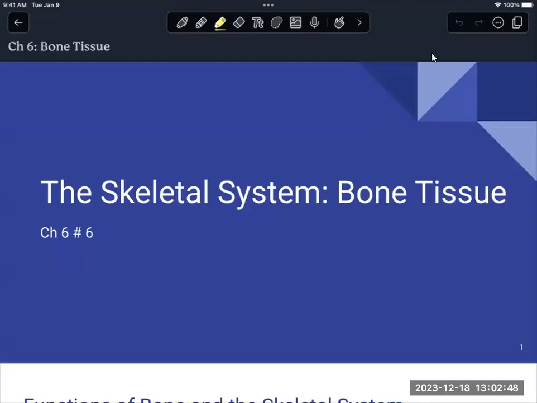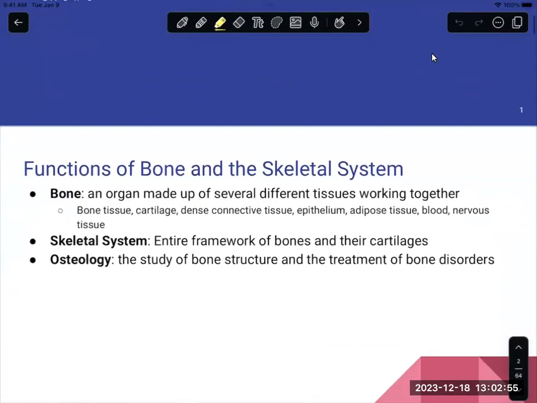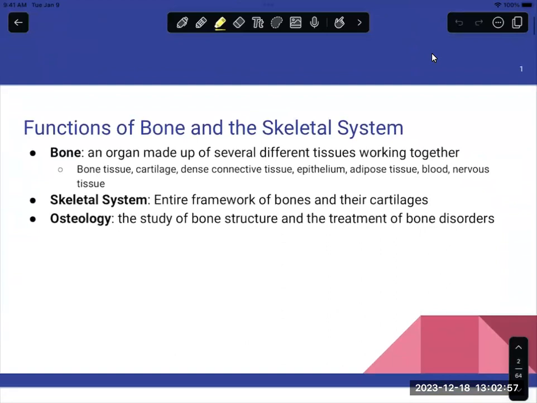Hello, welcome to Chapter 6, Bone Tissue. So today we're going to look at what our bones are made up of, what kind of tissues are found in the bones, the different structures of bones, and the different cells that make our bones.